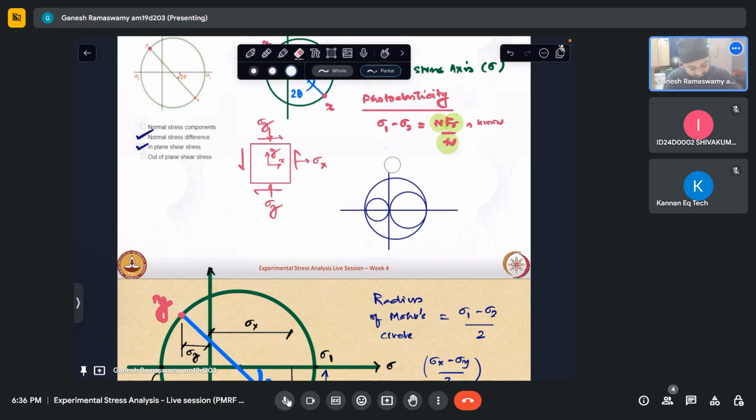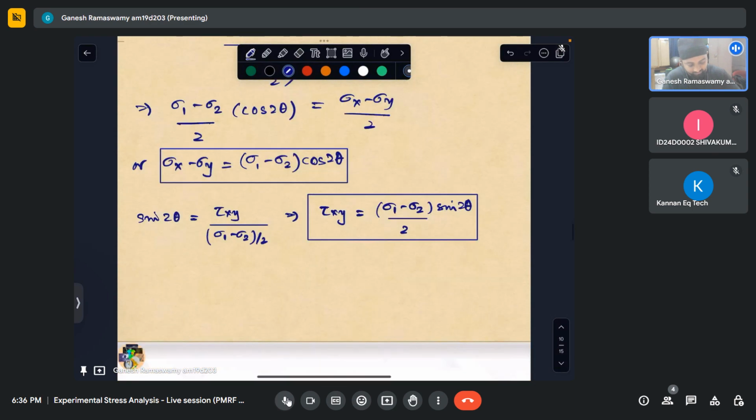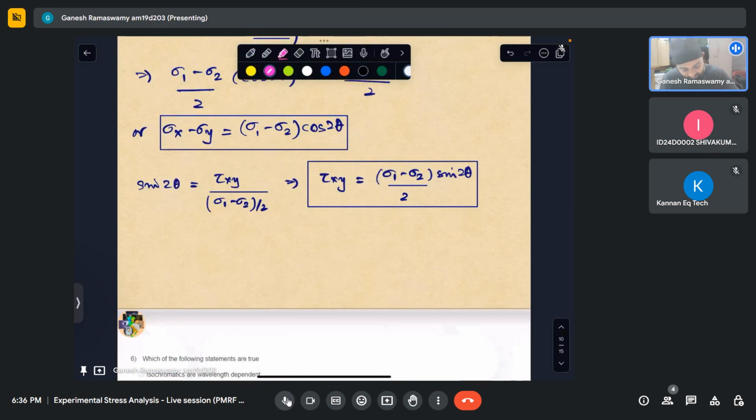So out of plane shear stress and normal stress components we cannot directly calculate. Now we know that from here we found that sigma x minus sigma y, we have one expression. If we can get an expression for sigma x plus sigma y, then we can go for stress separation. We can get sigma x, sigma y, and tau xy we have already got here.